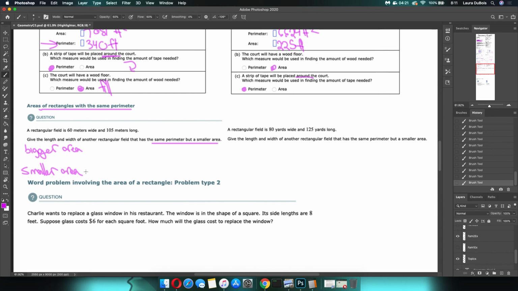So the rectangular field is 60 meters wide. So when we're looking, we have 60 and 105. What's happening is that we want the perimeter to be the same. So if 60 plus 105 is 165, you have to pick two numbers that add up to 165. Now, I don't want to just pick a random number and then figure out whether or not the area is going to be bigger or smaller.